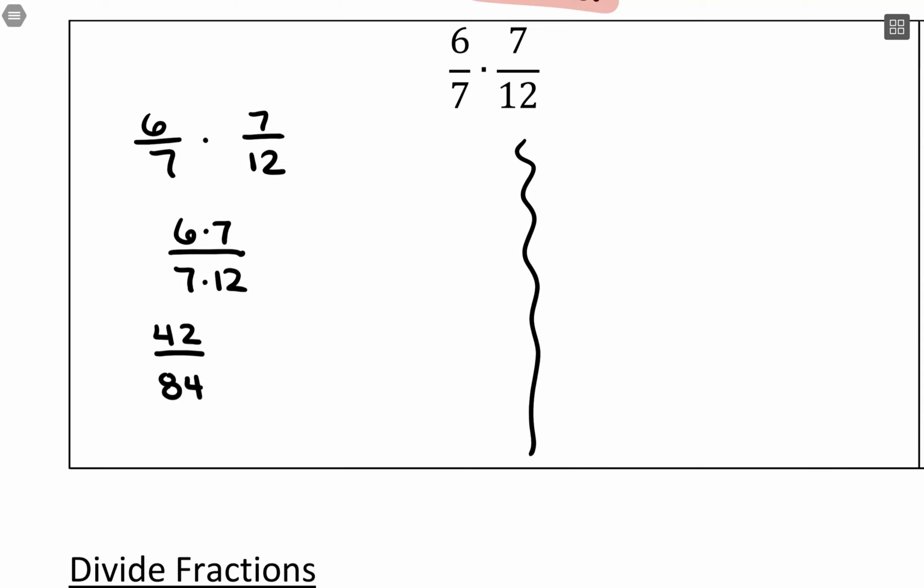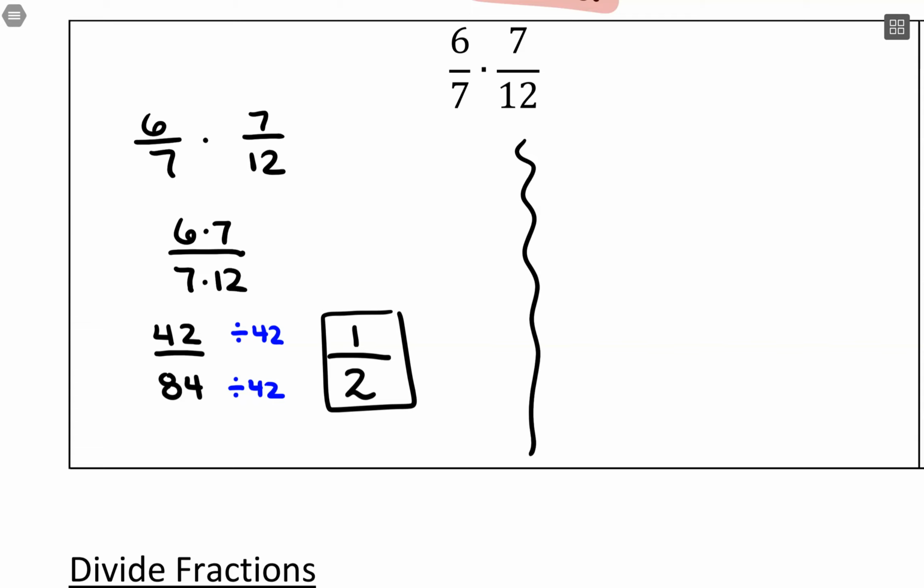So what I could recognize is that 42 is exactly 1/2 of 84, or you could think of that in terms of I can divide both the numerator and denominator by 42, which would give us 42 divided by 42 is 1. 84 divided by 42 is 2. So this is equal to 1/2.